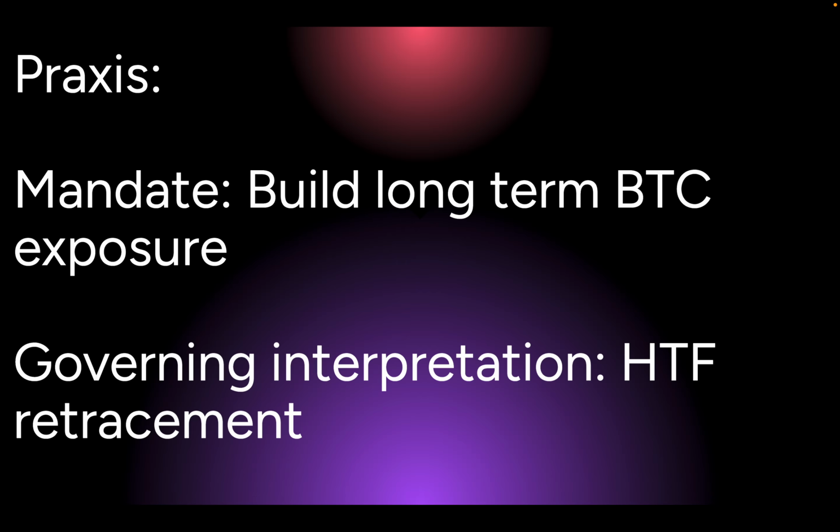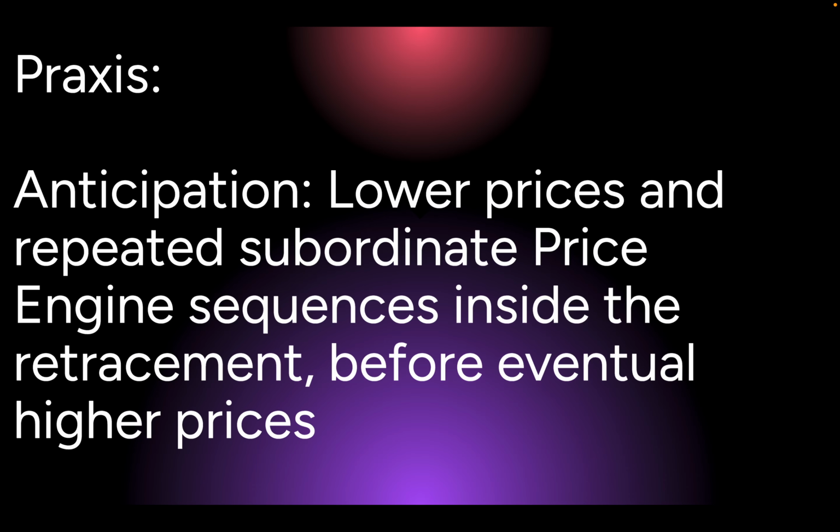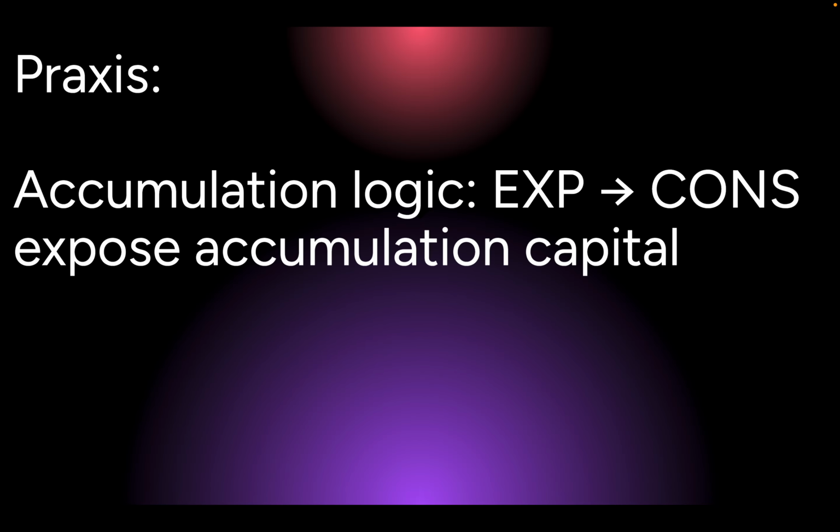So here's the actual praxis and application as it relates to this asset Bitcoin within the crypto asset class. The mandate is to build long term Bitcoin exposure. The governing interpretation is that there is a higher time frame retracement currently occurring. The anticipation is that lower prices and repeated subordinate price engine sequences will occur inside the retracement before eventual higher prices. So the accumulation logic is essentially when price expands lower and then resets as consolidation, expose accumulation capital.